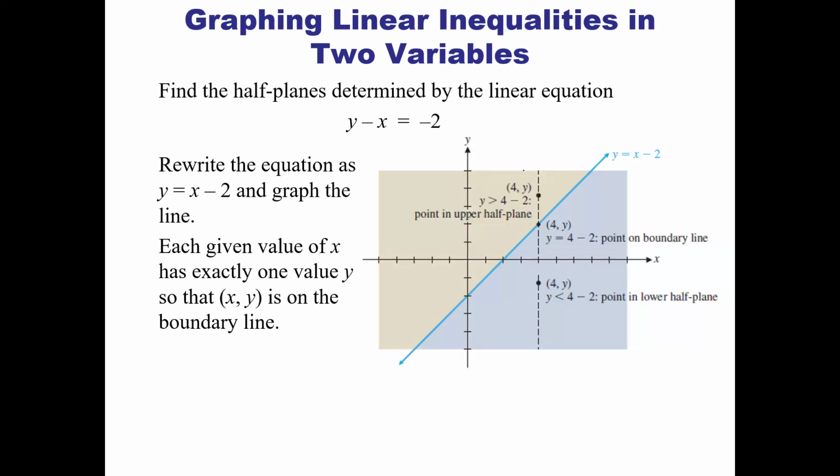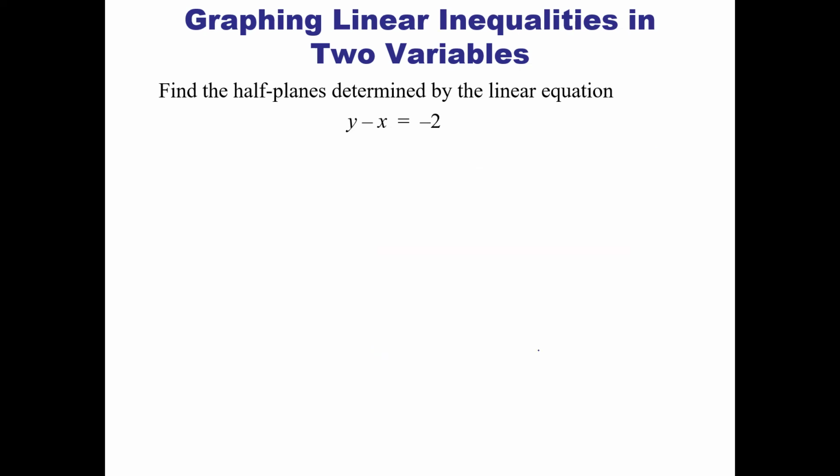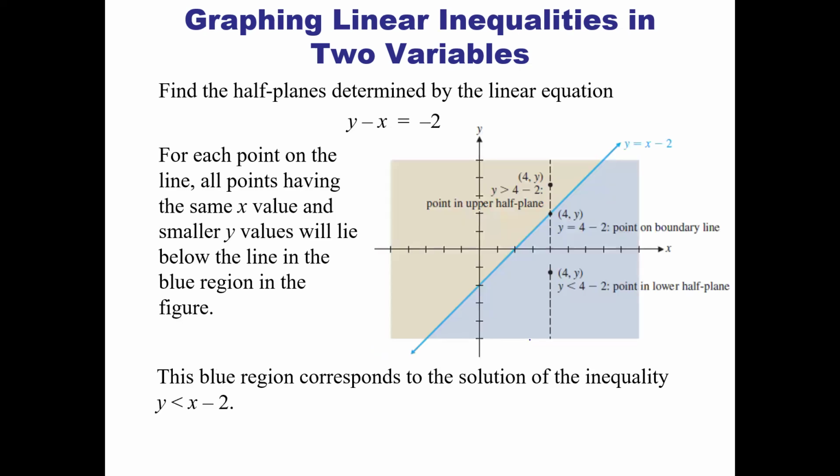We can choose points like it shows here and see where we are. If we have x is 4, y is going to be up here in the upper half, and down here, it's going to be less than. So that's kind of what we're doing here. If we plug in those values, we can see where we're at. This is the given example: if x is 4, y is 2, gives the point 4, 2. That's right on the boundary line. If you were up above or below, that's going to give you something different.